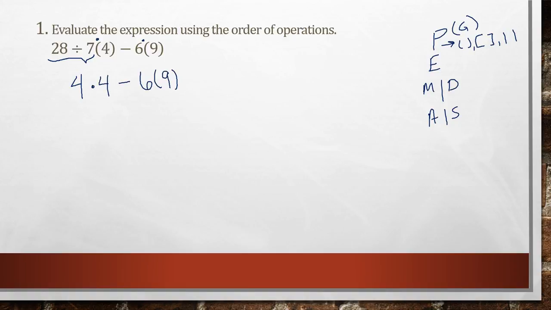Again, moving from left to right, we do the 4 times 4 first, which gives us 16. And now again, we want to do the multiplication first. So we're first going to do this negative 6 times 9, which is negative 54. And we bring down the 16. And now we're done with multiplication and division. So we only have the addition and subtraction left. So we have 16 minus 54. We can also write that as 16 plus a negative 54.